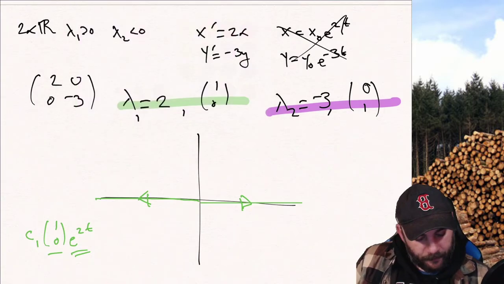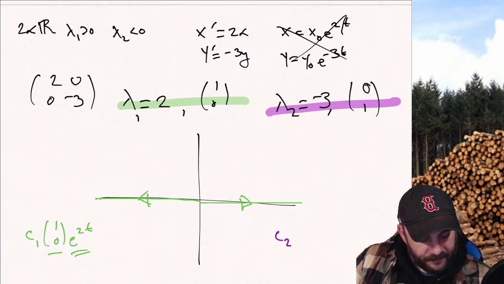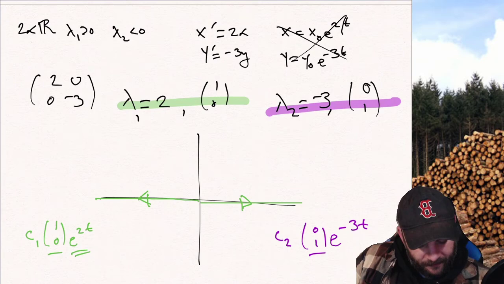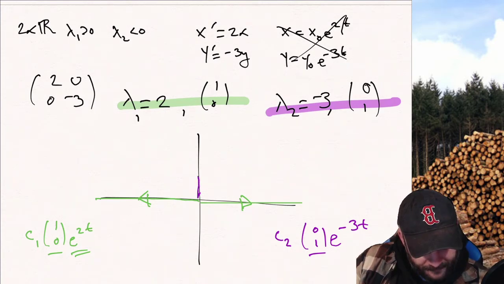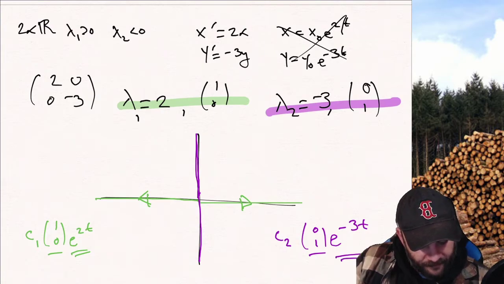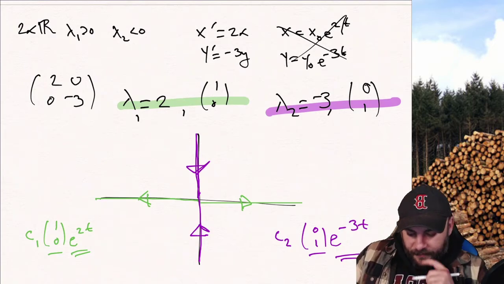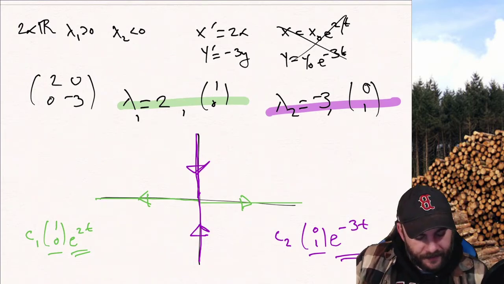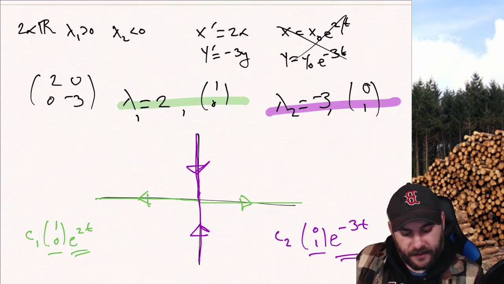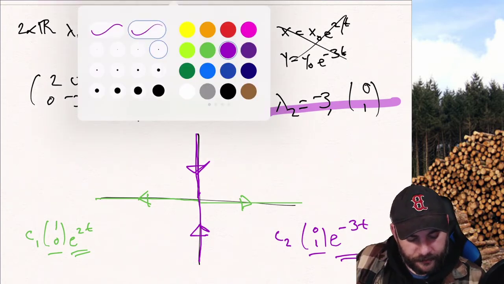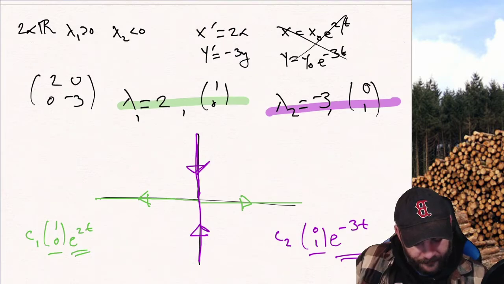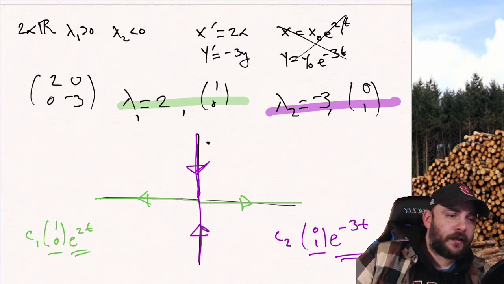If we take a look at the purple one now, I've got any constant times (0, 1) e to the minus 3t. So I draw my vector. I scale it by any c2. And then in that direction, I'm decaying toward the origin. Okay. Now, from here, we don't really have to do any funky ratios or anything like this to get at what the trajectories are doing. Just think about it this way. Let's start right here.